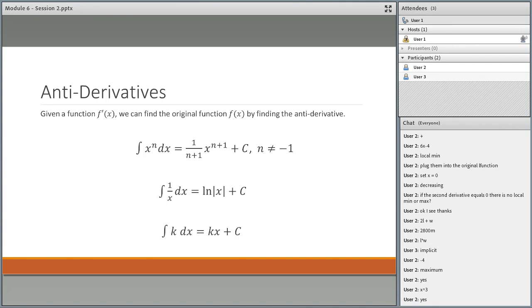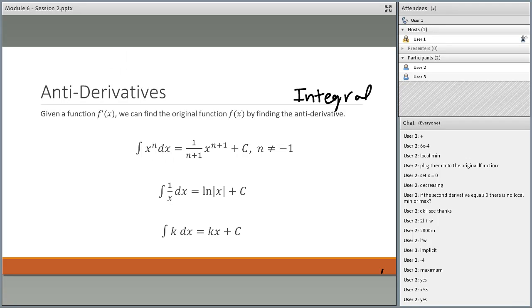Given a derivative function, we can find the original function by finding the antiderivative. Another word for antiderivative is integral. Those two mean the same thing. And this symbol here is the integral symbol. Sometimes, I believe next week, we will see the integral with some numbers. Right now, though, we are just going to have the integral.